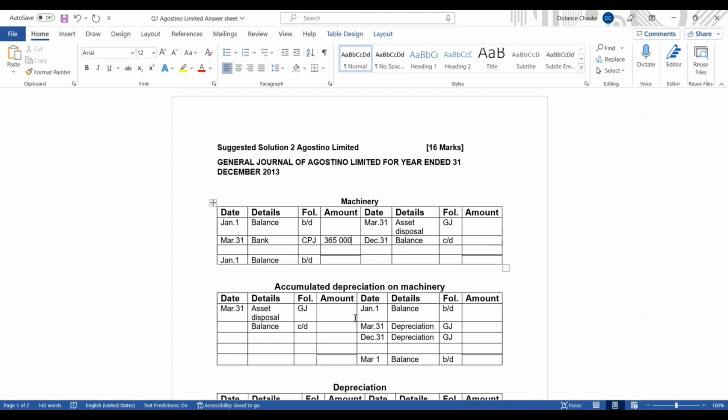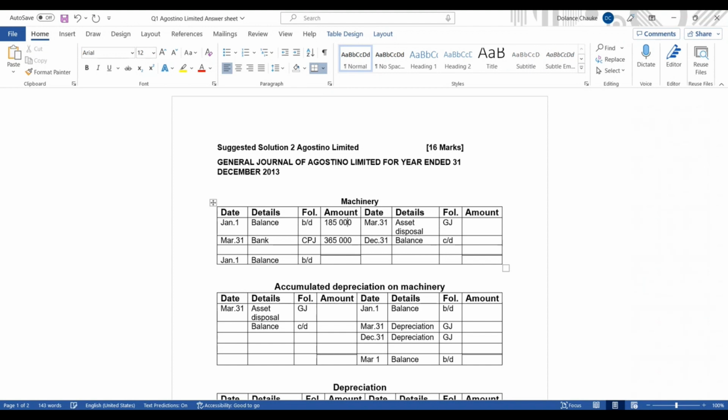Okay, they said the machinery traded in was originally purchased on the 1st of January 2009 for 185,000. So you see on the answer sheet there, balance b/d means the opening balance of that particular machine that was available. So the machine that was available is the one that was sold at the beginning of the year, right? Of 185,000.